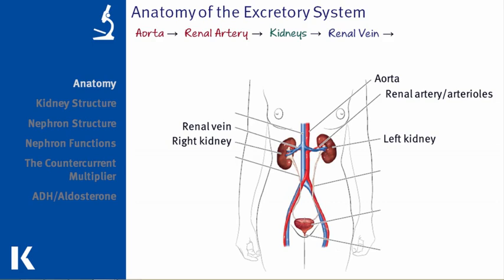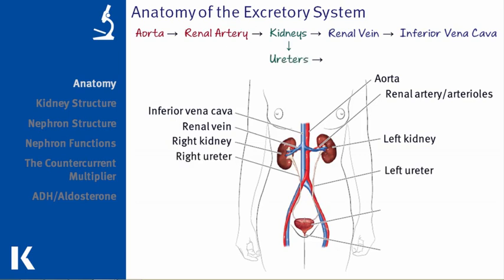After being filtered, the blood returns through the renal vein into the inferior vena cava, which leads back to the heart. Now, anything that's filtered from the blood follows a different pathway. From the kidneys, it goes to the ureters, left and right. These lead to the urinary bladder for storage. And then finally, it's excreted from the body through the urethra.